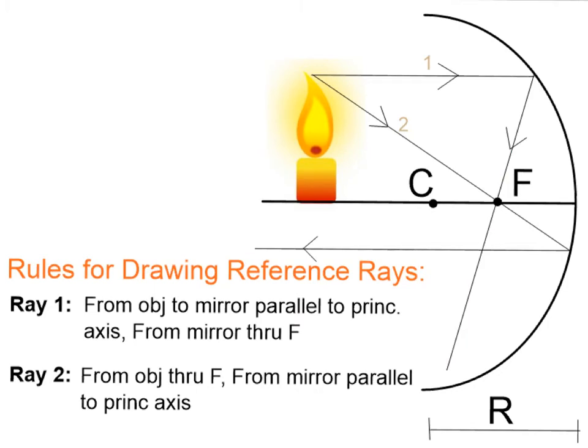The second ray that we're going to draw will be from the object. Since we know the focal point, F, we will draw that right through F, and it will hit the mirror on the other side. Then the ray will be reflected from the mirror parallel to the principal axis.